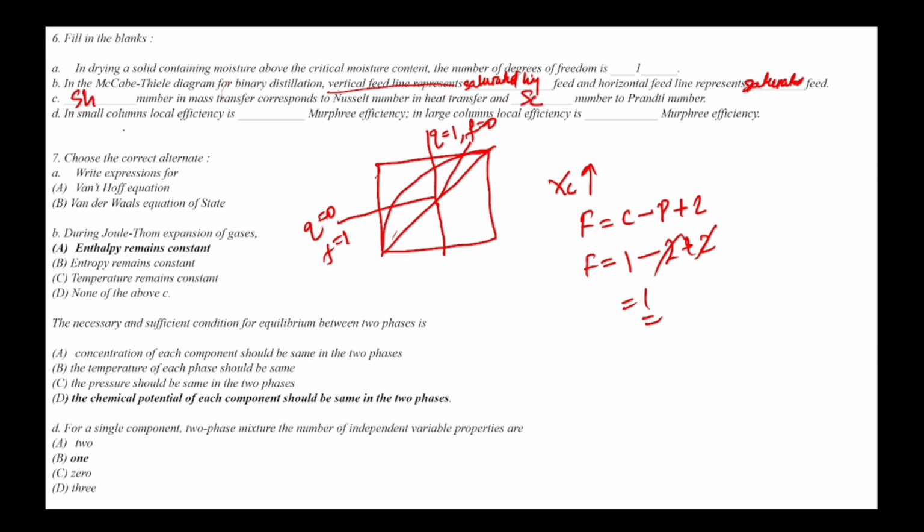In a small column, local efficiency is greater than Murphy efficiency. In a large column, local efficiency is equal to Murphy efficiency. This is very well defined in Treybal.